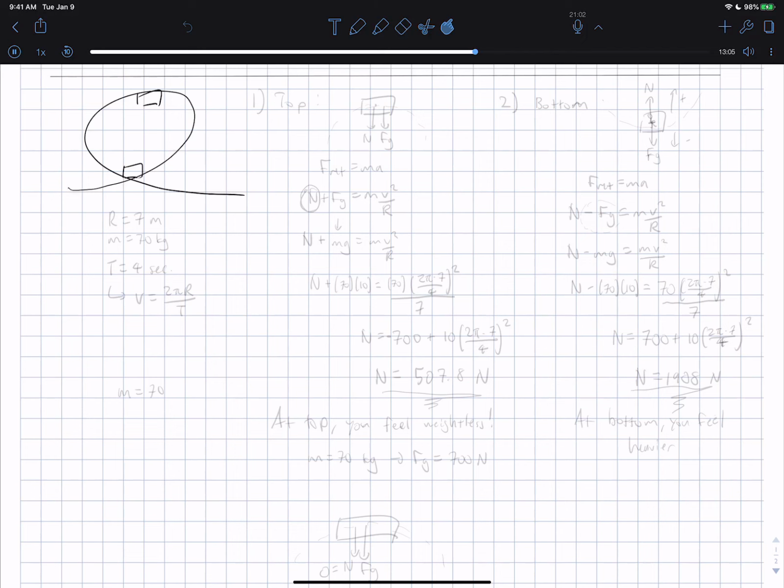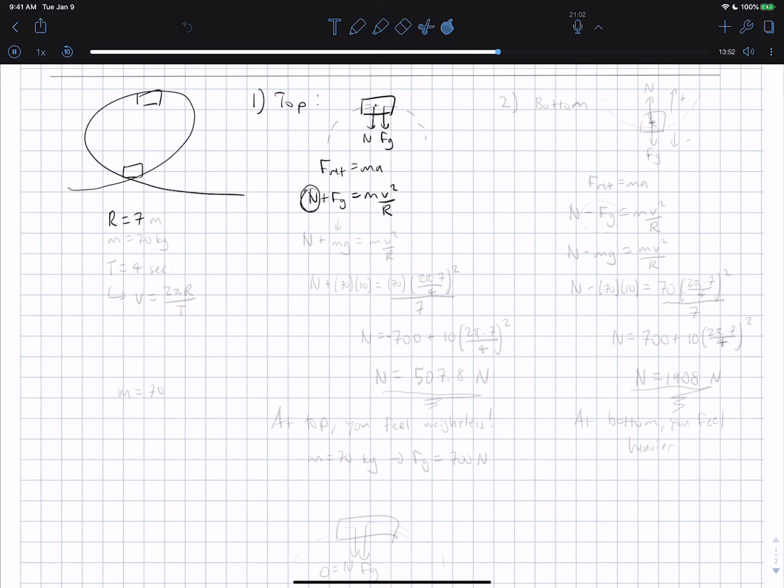So, I'm going to do the top. And so at the top, there's a normal force from the track pushing down along with the force of gravity. So the equation is going to be F net is equal to ma. And since they're both forces pointing toward the center of the circle, it's the normal force plus the force of gravity is equal to mv squared over the radius. So we are trying to find the force exerted by the loop-de-loop, which means we're trying to find this guy, the normal force.